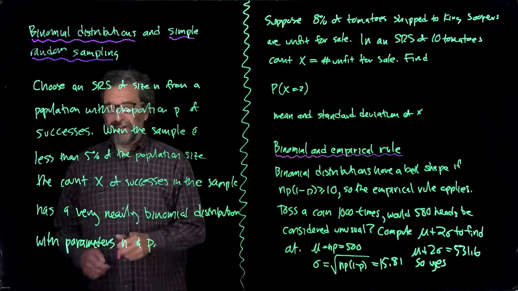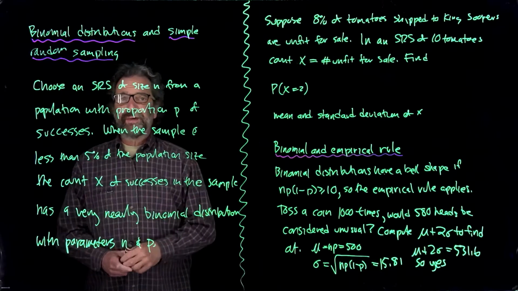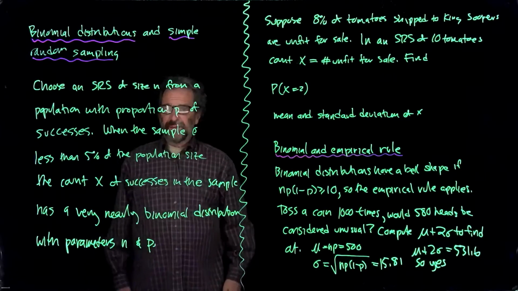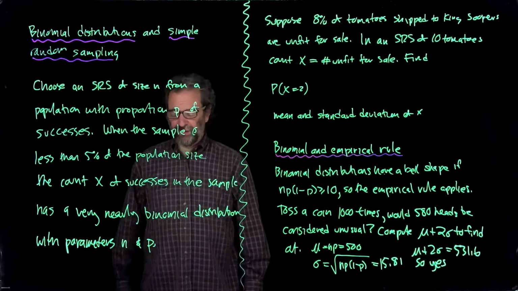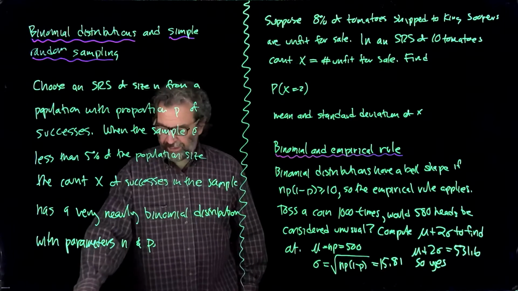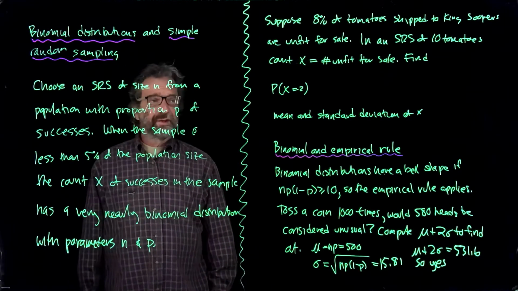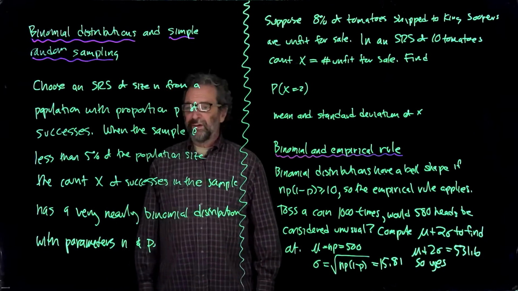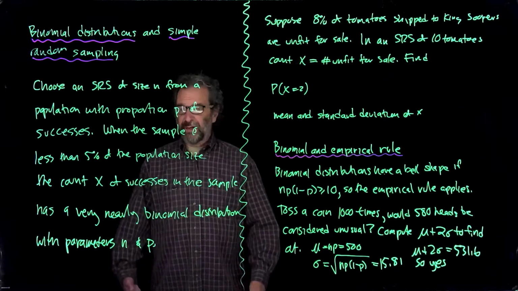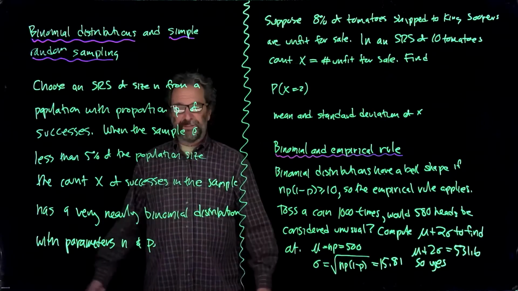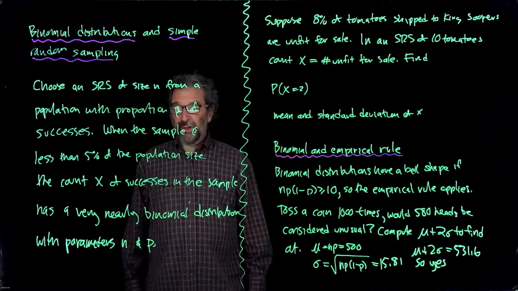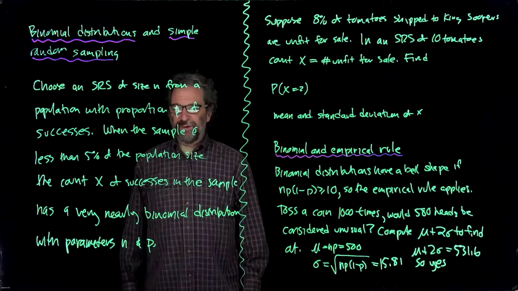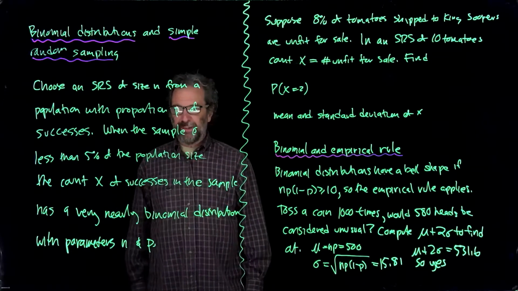Here's simple random sampling in a nutshell, I suppose. Choose a simple random sample of size n from a population with proportion p of successes. So you're sampling, and it's either yes or no for each individual. Maybe you're looking to see if they voted or not, whether they passed a class or not, whether a rock can be lifted or not. Pick a thing. So it's a yes or no thing. When the sample is less than 5% of the population size, the count x of successes in the sample has a very nearly binomial distribution with parameters n and p.